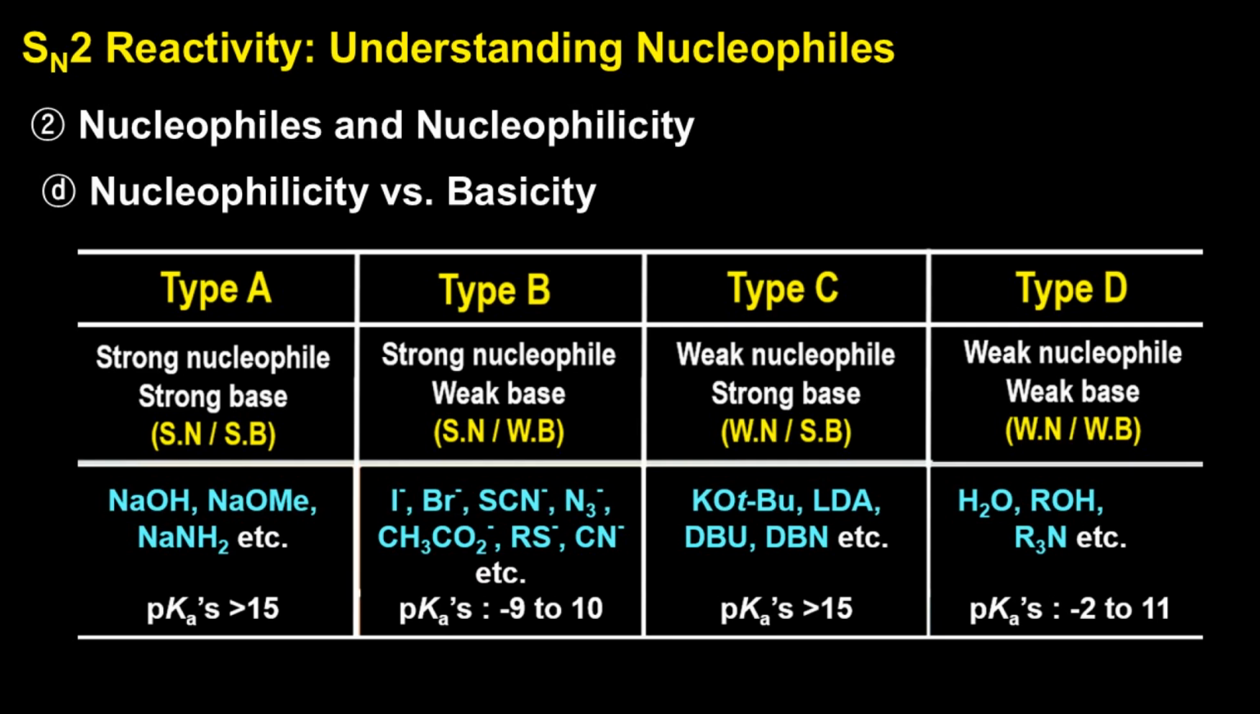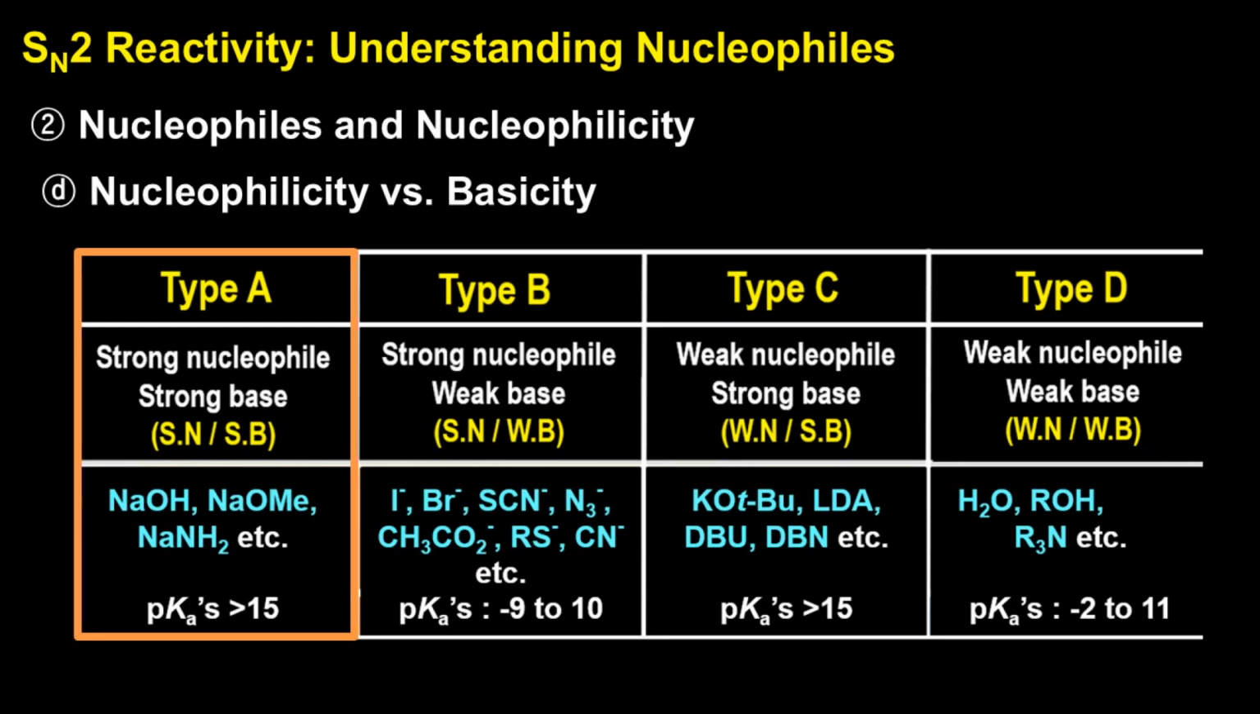But reactivity isn't everything. Some nucleophiles are also strong bases, and that means substitution and elimination can compete. So to predict the reaction pathway, you've got to ask, is it acting more like a nucleophile or more like a base? That distinction matters. It tells you whether the reaction goes SN1, SN2, E1, or E2. To make that easier, we can group reagents into 4 main categories based on their nucleophilicity and basicity. Let's start with type A.